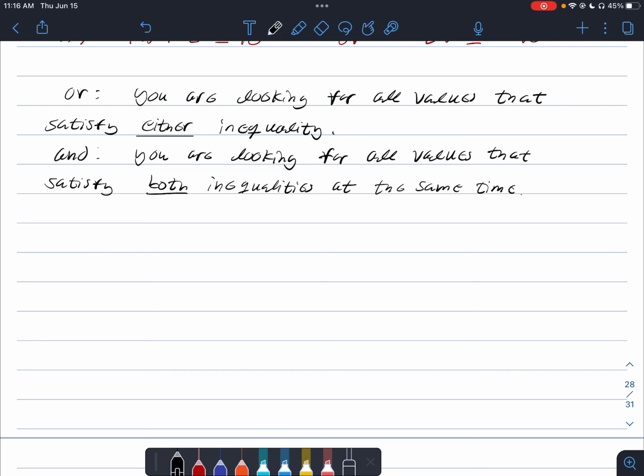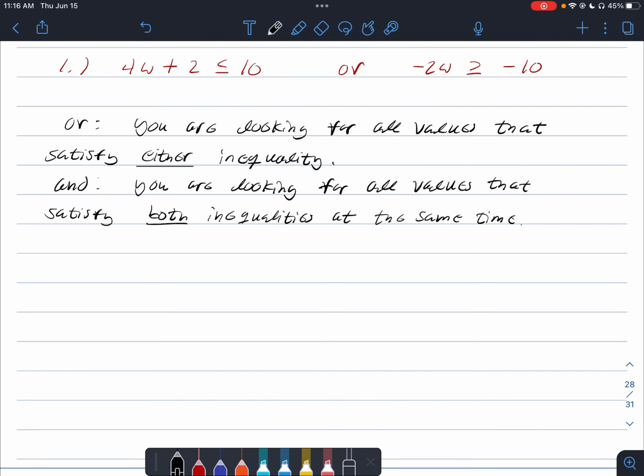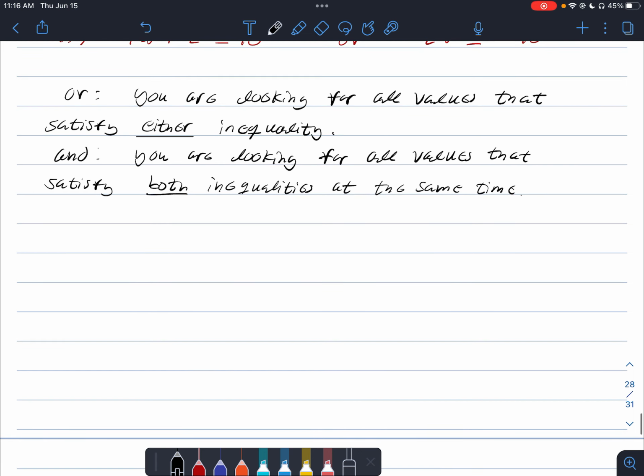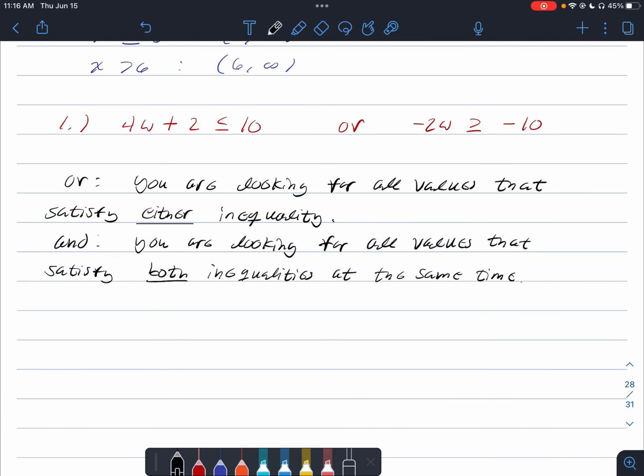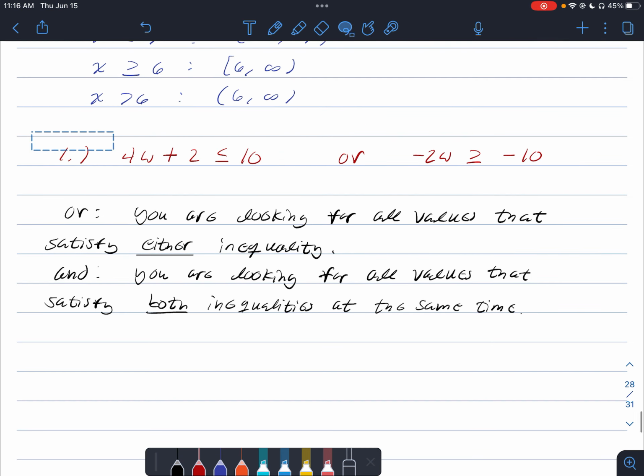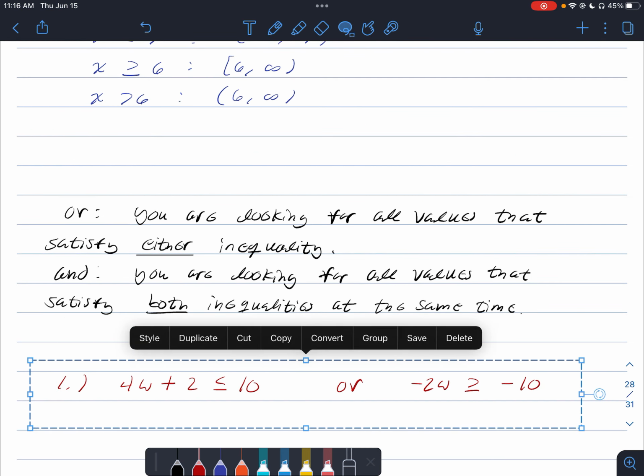Okay, so that word there is really important. So if you have or, you're looking for one that satisfies either inequality, and implies that you are looking for all values that satisfy both inequalities at the same time. So for this one, we have 4w plus 2 is less than or equal to 10, or negative 2w is greater than or equal to negative 10. Okay, I'm actually going to swap these here so we have more room.